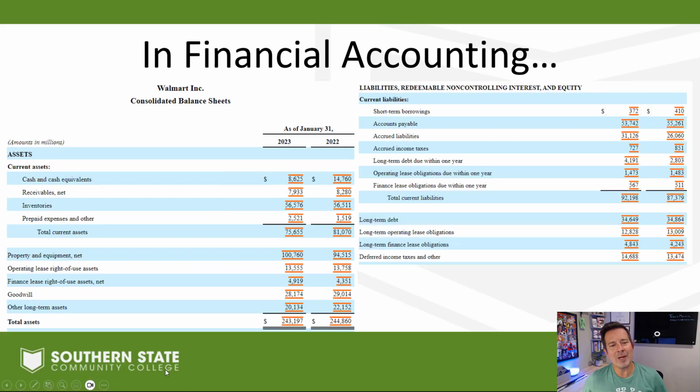And then we also made a balance sheet. And the balance sheet for Wal-Mart right here, you hopefully remember again, our balance sheet has that old accounting equation in it, doesn't it? Assets equal liabilities plus equity. All right. So we learned how to do that in financial accounting. We learned how to put together financial statements, and we learned a little bit about how to read them. So what's the next step?